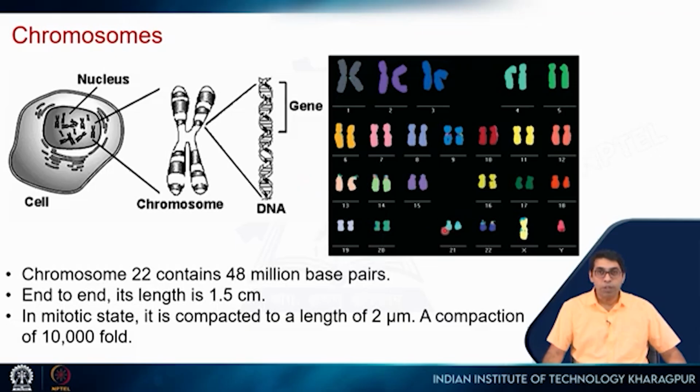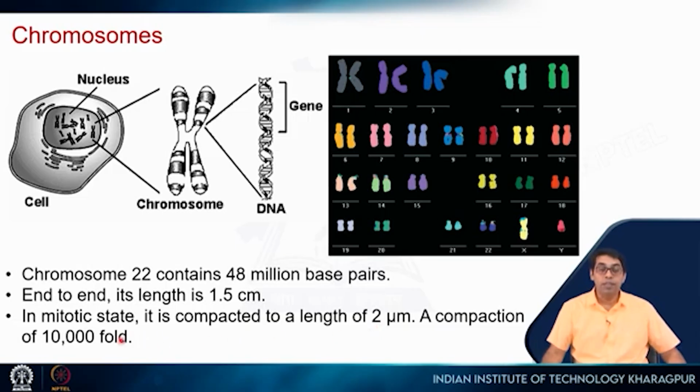Now, I would like to point out something that is very interesting. If you look at the last chromosome, the 22nd, which is the smallest one, it has roughly 48 million base pairs, and if we stretch it out like this, then end to end its length will be 1.5 centimeters. You can easily calculate that. You know the distance between the base pairs and you multiply that by 48 million. So, you can figure out the length of this chromosome if we stretch it out completely. In the mitotic state, this chromosome is compacted like this and its length is 2 micrometers. So, there is a compaction of 10,000 fold.